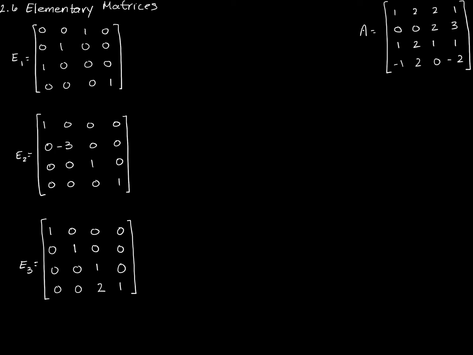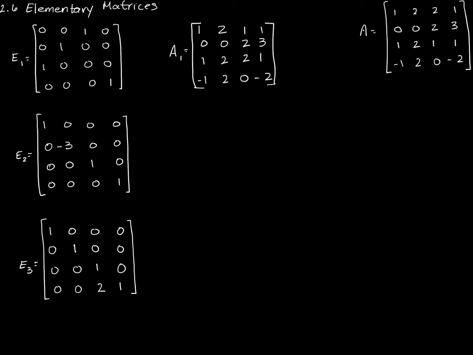What I'm going to do next is find what I would call A1, which is the matrix that you get by switching rows 1 and 3 in matrix A. Well, row 1 used to be 1, 2, 2, 1. Row 3 used to be 1, 2, 1, 1. And everything else stays the same. So my row 2 was 0, 0, 2, 3. That doesn't change. And my row 4 was -1, 2, 0, -2. That doesn't change. All right, that's how we've always done this in the past.